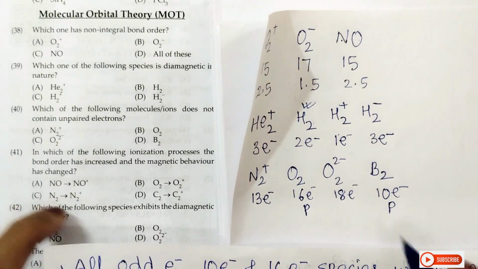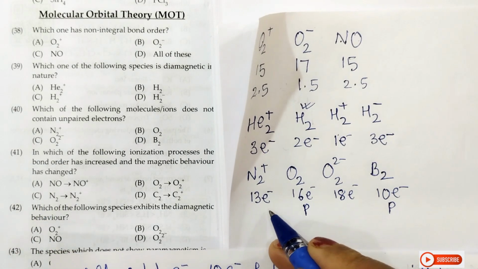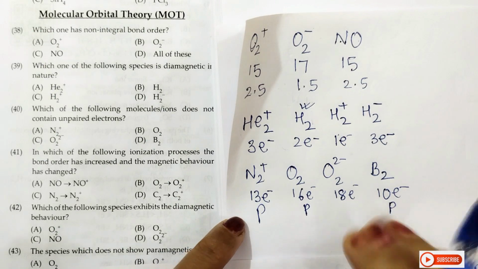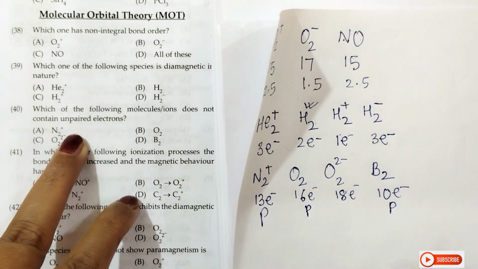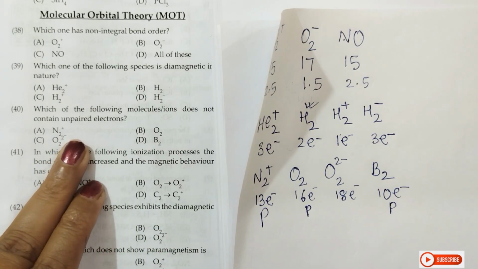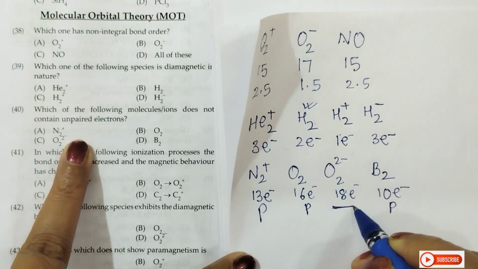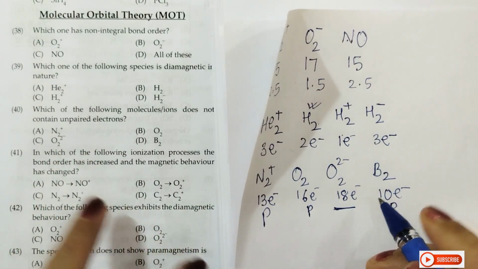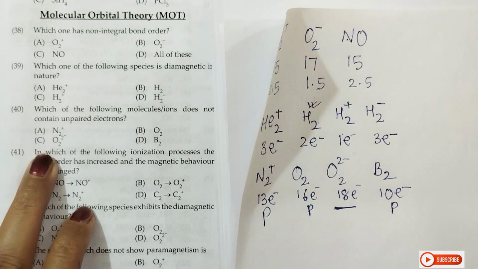And if you see this, 13 electrons here, so this is also paramagnetic. So the molecule which will have no unpaired electrons, meaning which is diamagnetic, is O2 2 minus, and therefore the answer is the third option. Let's see the next question.